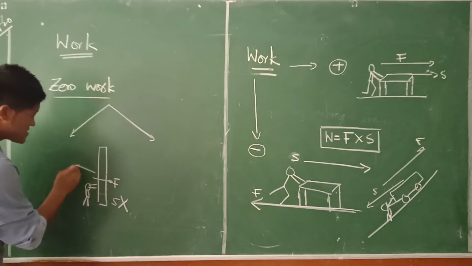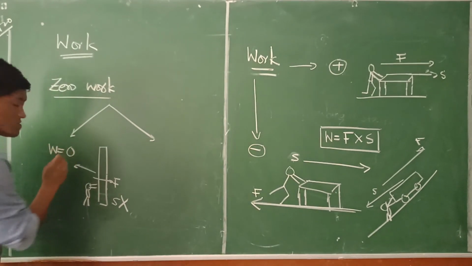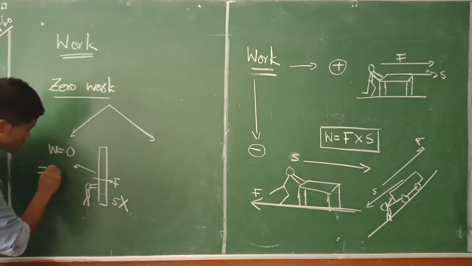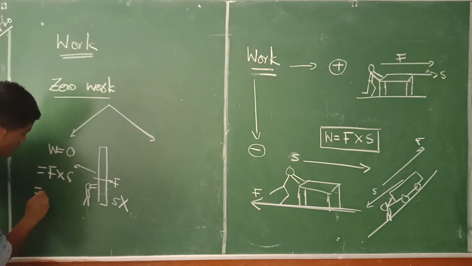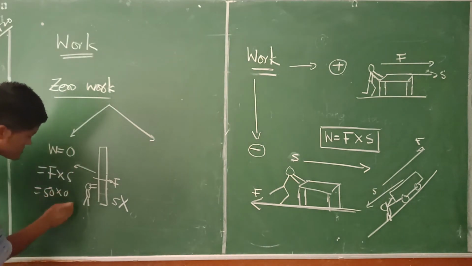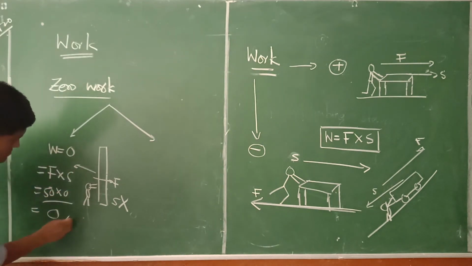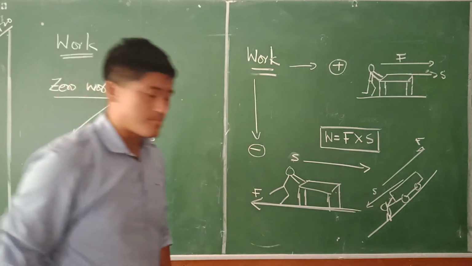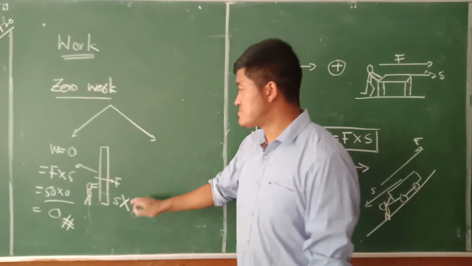So, in that case, the work done is always equal to 0. Why? Because work done is equal to F into S. F could be 15, could be 100, could be any kind of value. But displacement is always 0, so anything multiplied by 0 is 0. Understand? But there is also another kind of situation here.